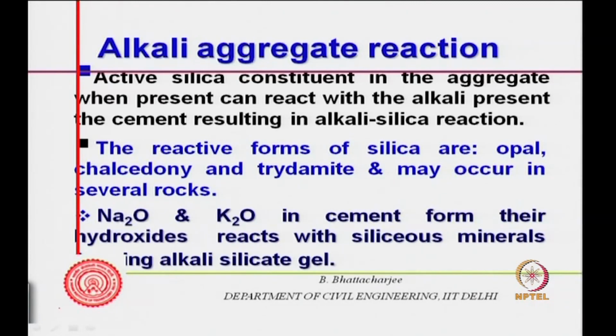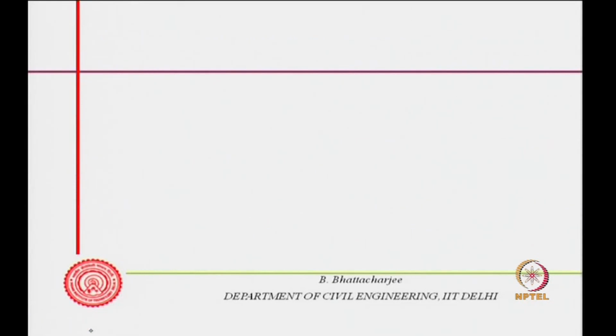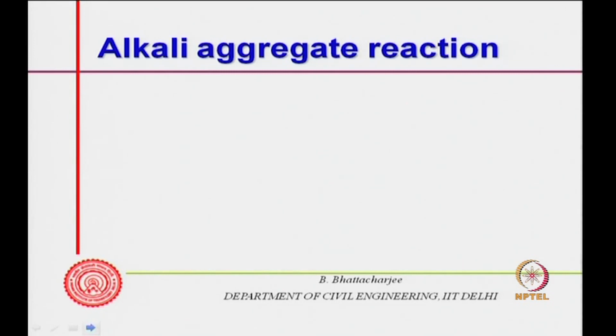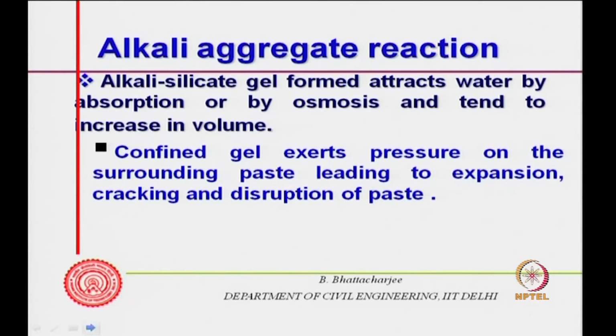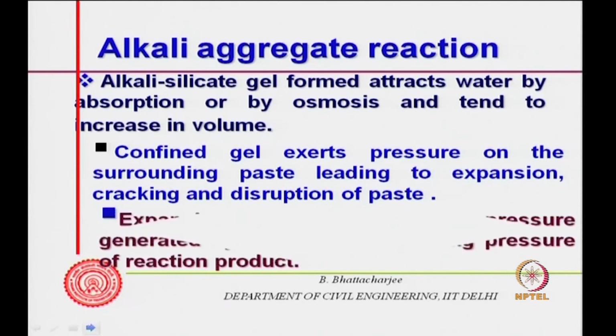So, sodium oxide and potassium oxide in cement form their hydroxides, forming silicate gels, and the silicate gels can occupy more volume. They attract water, by absorption or by osmosis, because the solution concentrations could be different, and once they attract the water they tend to increase in volume. This volume expansion of the confined gel tends to exert pressure onto the surrounding paste, leading to expansion, cracking and disruption of the paste.